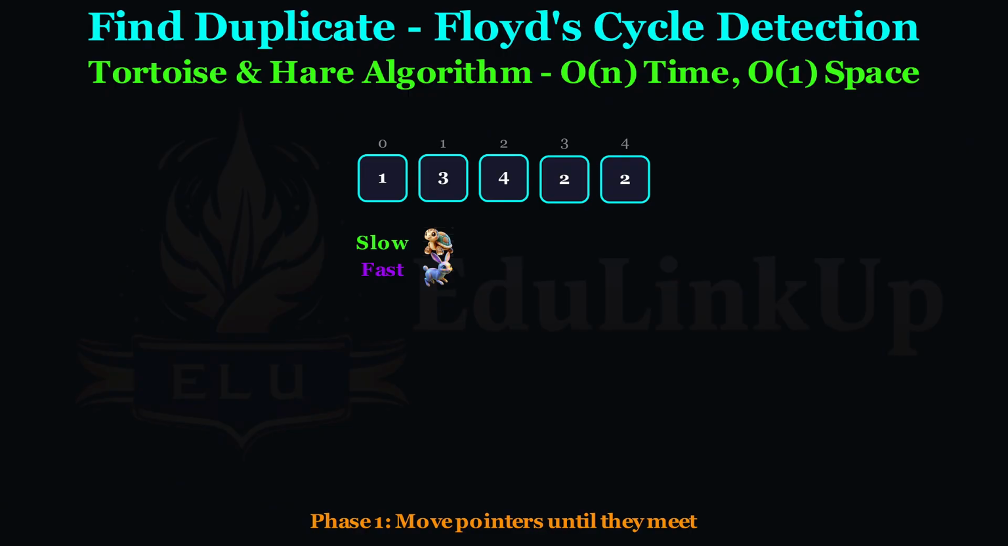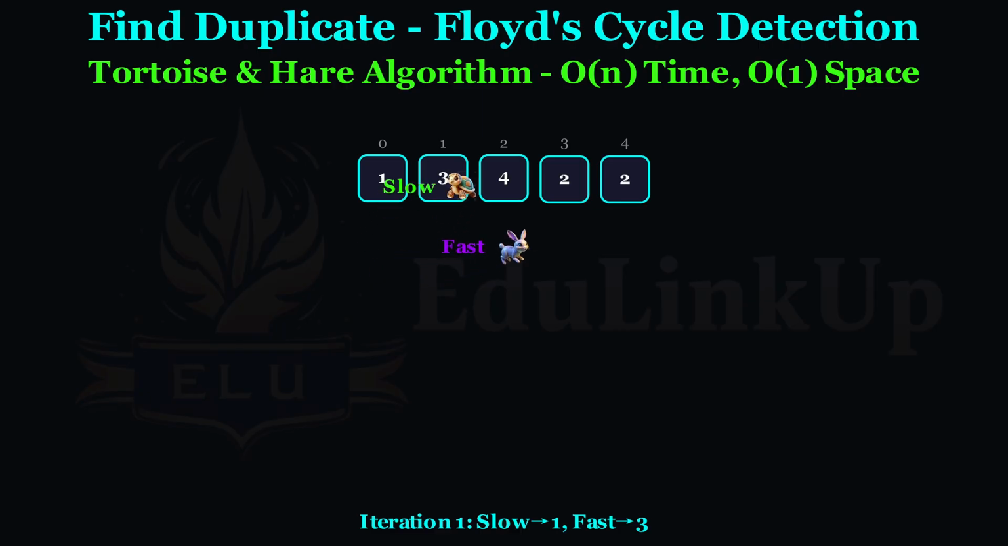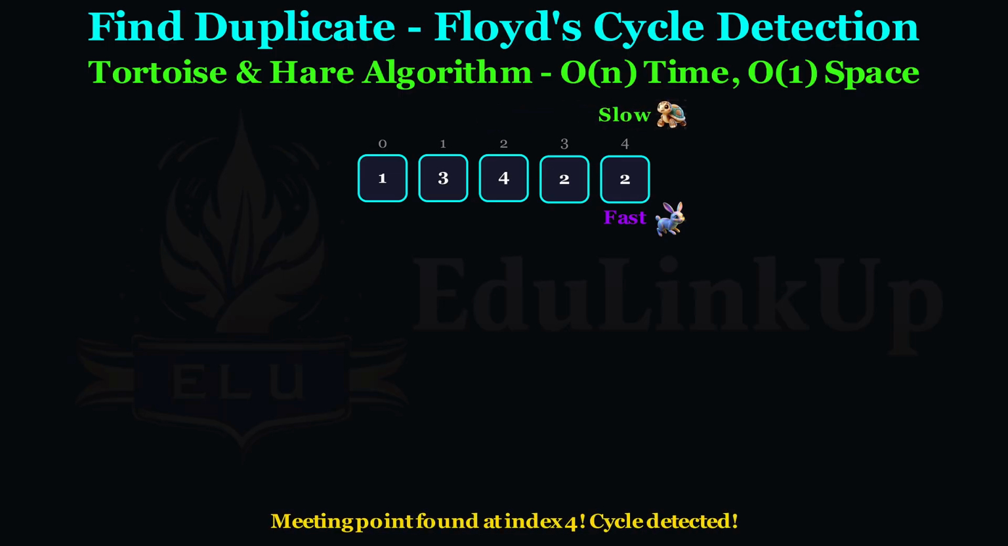Let's trace phase 1. Both the pointers start at index 0. In the first iteration, slow moves to index 1, fast jumps to index 3. In the second iteration, slow moves to index 3, fast jumps to index 4. In the third iteration, slow moves to index 2, fast jumps back to index 4. And in the fourth iteration, slow moves to index 4 and fast loops back to the index 4. The meeting point is found at index 4 and a cycle is detected.